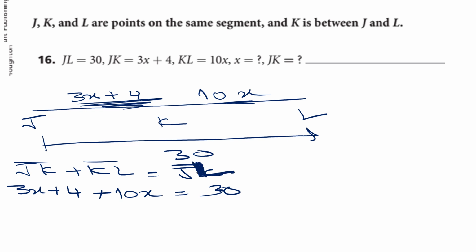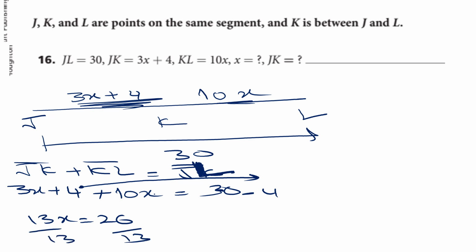Now, like terms. So 3x plus 10x is 13x. Now this 4 is alone. Bring it to the other side. It will give you negative 4. 30 minus 4 is 26. To find the value of x, we divide both sides by 13, because 13 is written with the x. 13 and 13 cancel. We get x equals 26 divided by 13, which is 2. So our x is 2.